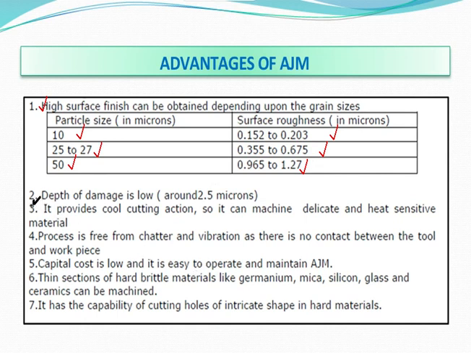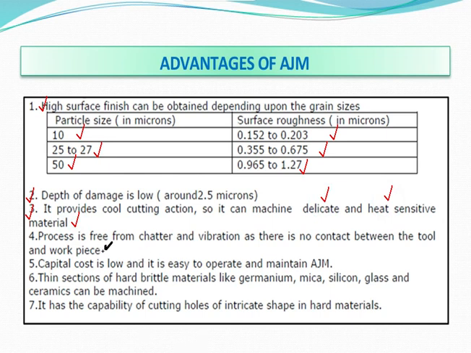Next, depth of damage is low. Obviously, since brittle fracture or microscopic chip formation is occurring, the depth of damage is very low. It is near about 2.5 microns. Next, it provides cool cutting action, so it can machine delicate and heat sensitive material too. Again I am repeating, it provides cooling, cutting action. That's why it is always preferred for delicate and heat sensitive material.